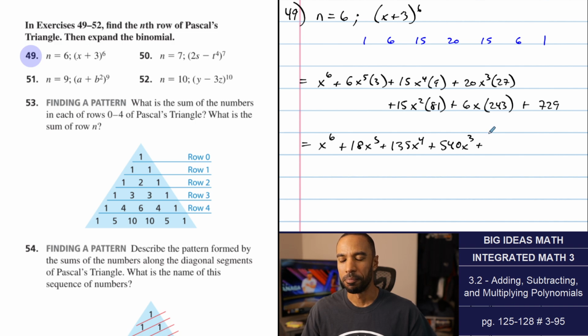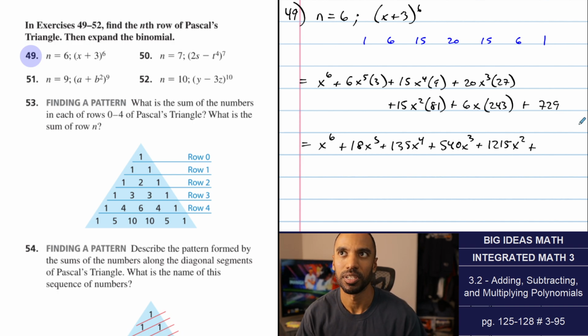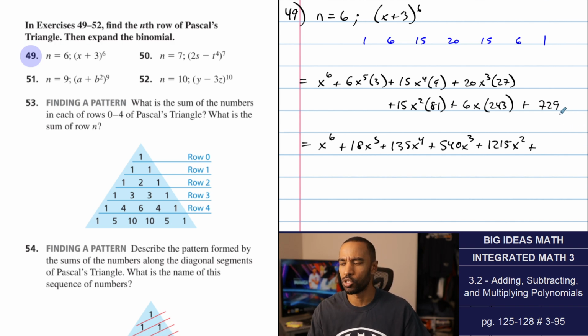Is that it? 1215 x squared? I'm going to check that in a second. I don't know, 6 times 2, 43. Well, let's see. What's 729 doubled? 729 doubled is, what's 29 times 3? 14. Oh, shoot. 30, 87. 14. Shoot, I just had it. 1487?